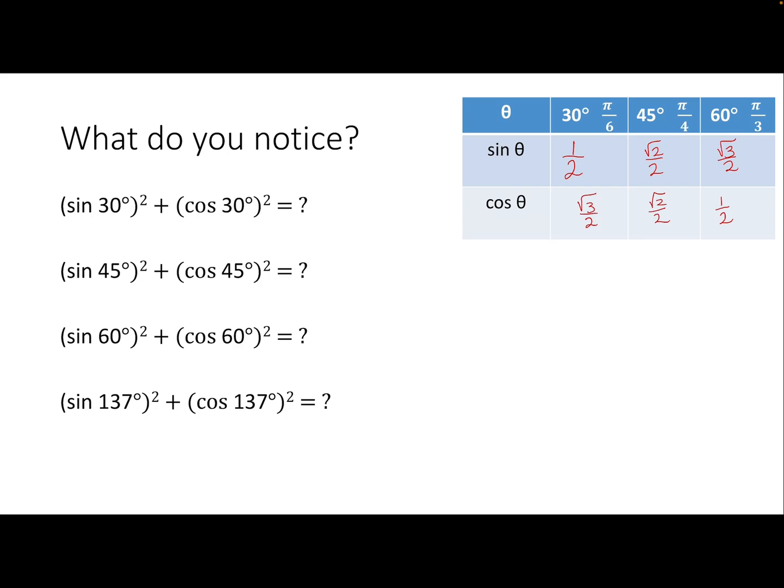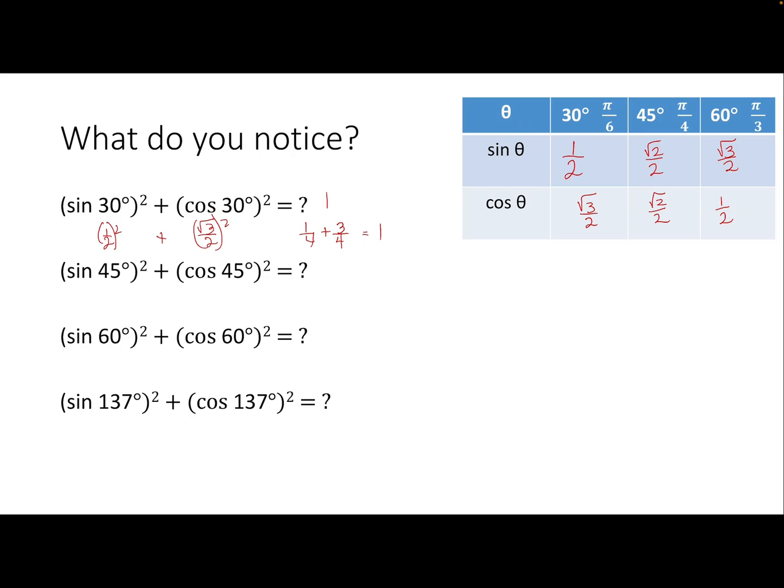So if we take the sine of 30 and we square it, we get 1/4. If we take the cosine of 30, which is the square root of 3 over 2, and we square that, square root of 3 squared is 3, 2 squared is 4. 1/4 plus 3/4 is 1. So the sine of 30 squared plus the cosine of 30 squared is 1.